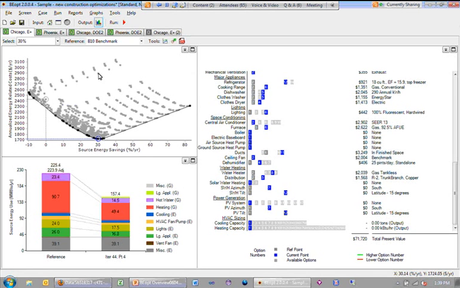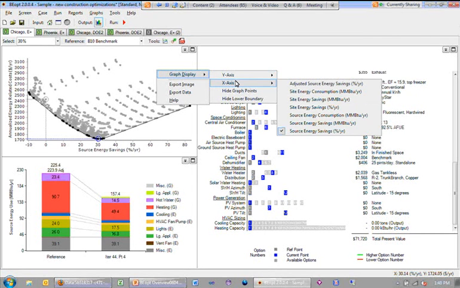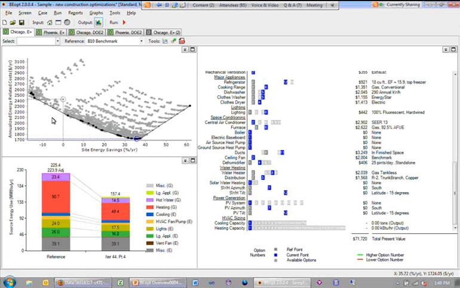If you right-click on this graph, at the moment we're showing that we actually optimized over this y-axis and x-axis metric, but you can still choose to display other metrics after you run the optimization. So for example, on the x-axis, instead of looking at source energy savings in percent terms, I could look at site energy savings for all these different building designs.